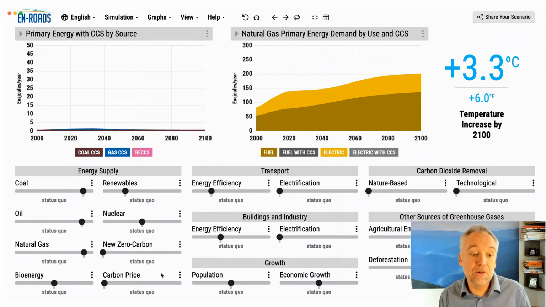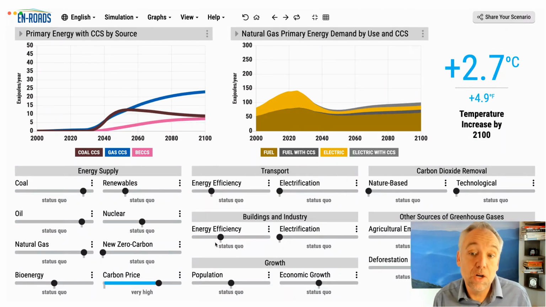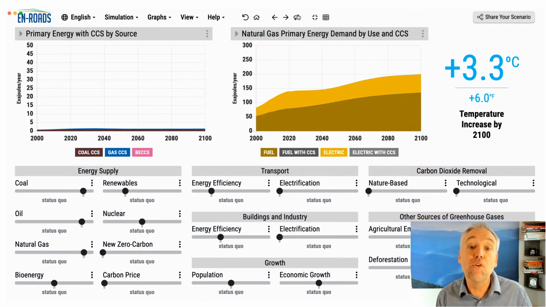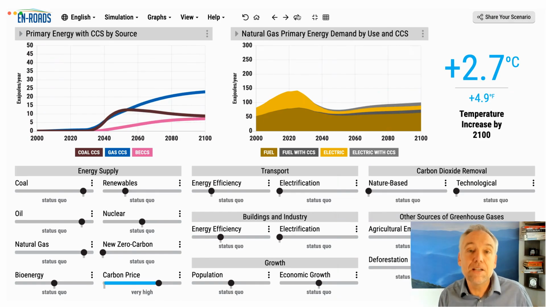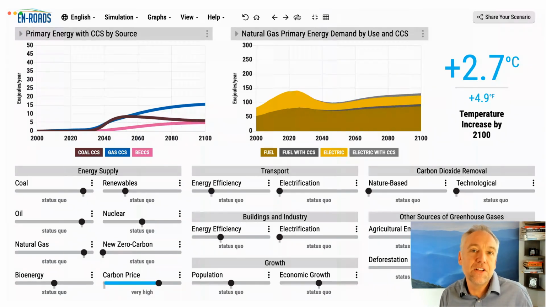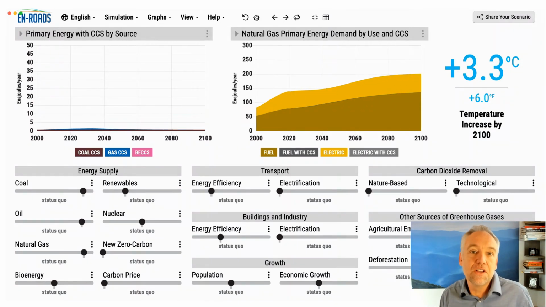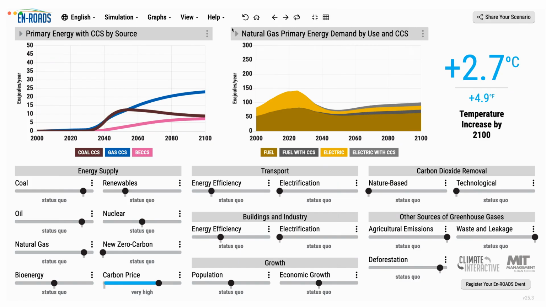You can also explore it with incentives such as a carbon price, which leads to some CCS getting created, but also overall less gas. You can see how the overall yellow areas shrink because we have a big disincentive to gas. All right, let's dig into one scenario.